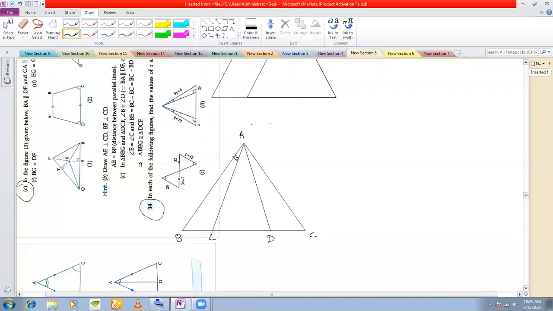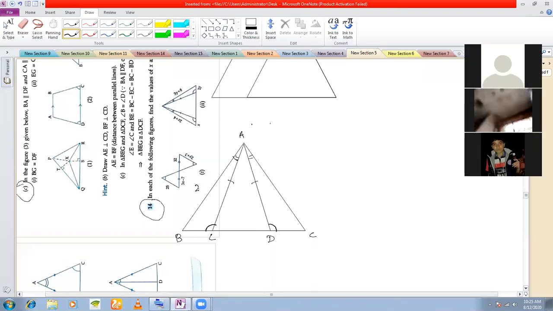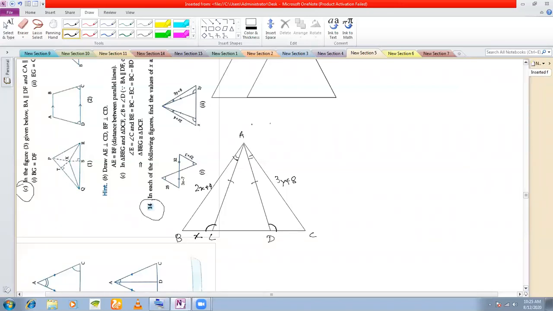It is given here that these two angles are equal. Okay. And these two sides are equal. And what else is given? That these two angles are equal. It is given that the length of this side is 2x plus 4, and the length of this side is 3y plus 8. And this side is given to you as x. This side is given to you as 2y.